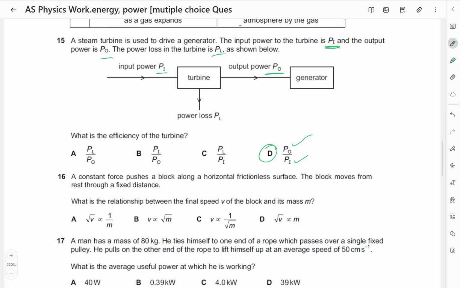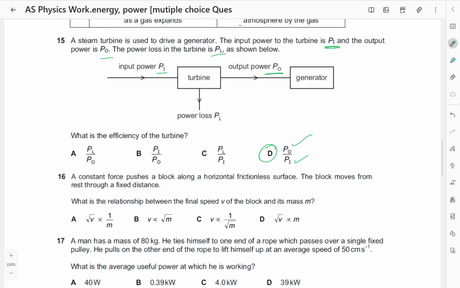That is efficiency. A constant force pushes a block along a horizontal frictionless surface. The block moves from rest through a fixed distance. What is the relationship between the final speed v of the block and its mass m?